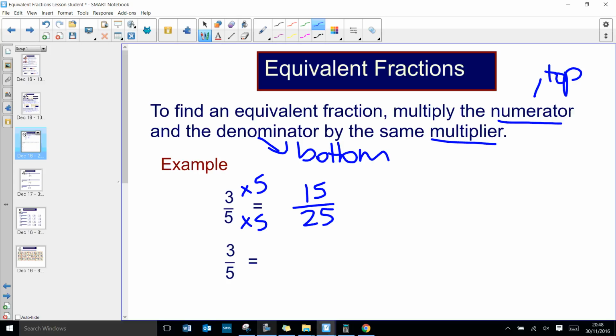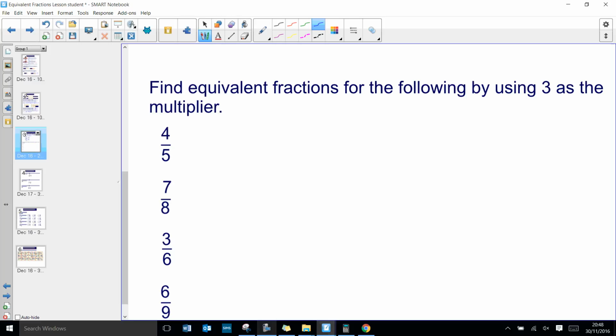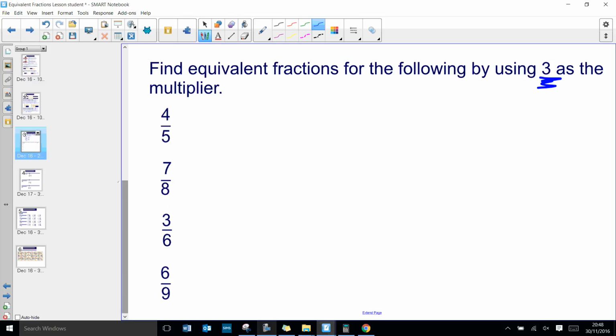Equally, I could have multiplied by 10, a nice easy number: 30 over 50. You can choose any value here that you like, as long as you multiply both top and bottom by the same amount. So we've been asked to now use 3 as our multiplier and find equivalent fractions here. You may like to pause the video and see if you can do this without looking at the answers, but I will now fill them in for you.